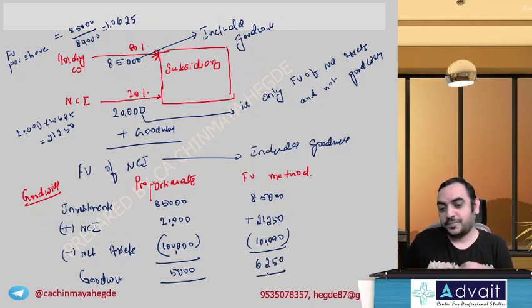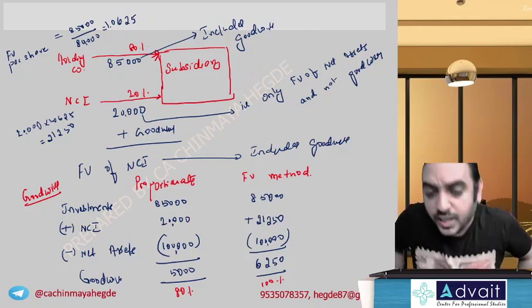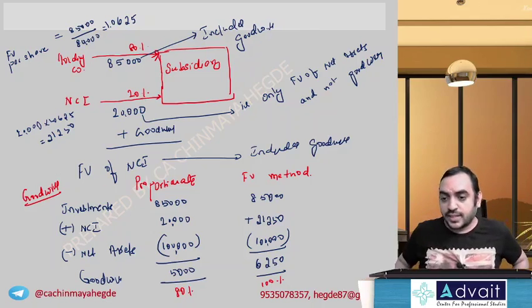6,250. Is that number correct? Okay, quick verification. 5,000 represents 80% and 6,250 represents 100%. You can also do 6,250 into 80%, you get 5,000. But that need not match every time. Why? I'll tell you the logic later. But as of now, try to understand this much.